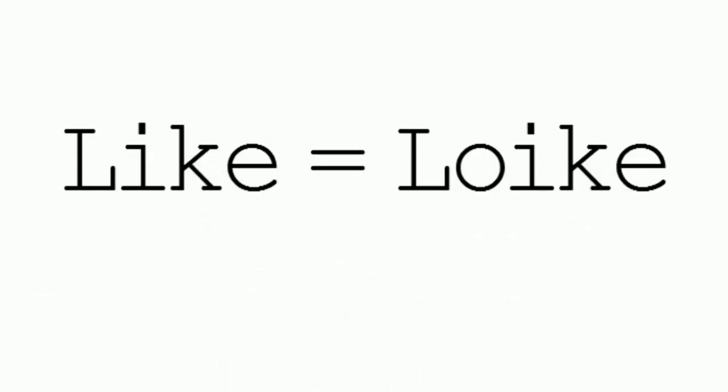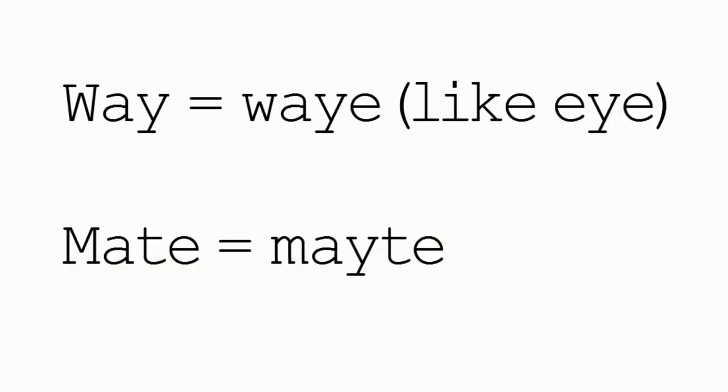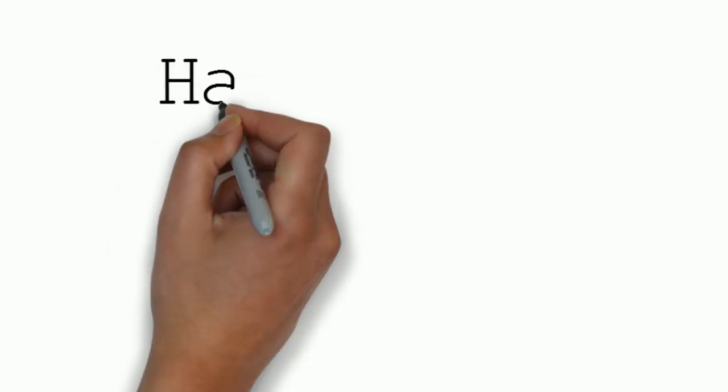So first pronunciation tip, say like, "loike." It makes the I sound go to an "oi," "loike." Next tip, "way" and "mate" more like "I," so "why" or "might." Yeah, like that, and you'll be sounding Australian in no time.